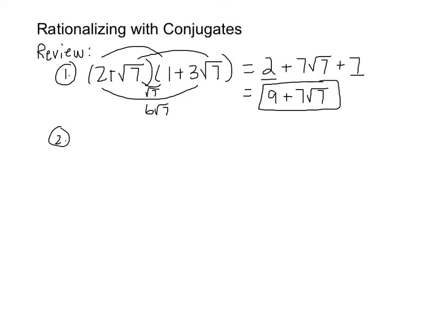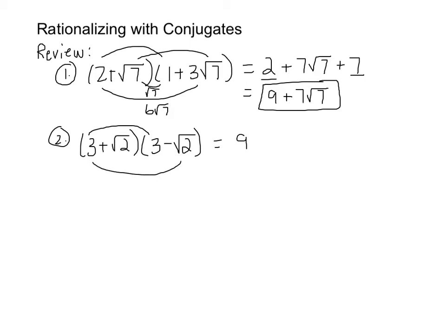On this one, I'm going to have 3 plus radical 2 times 3 minus radical 2. I'm going to do the same thing and use FOIL. So 3 times 3 is 9, and then 3 times a negative radical 2 would be negative 3 radical 2, and then 3 times positive radical 2 would be 3 radical 2. Those cancel, so I'm not going to have a middle term. Then the square root of 2 times negative square root 2 is negative square root 4, which is negative 2, and so my answer is 7.